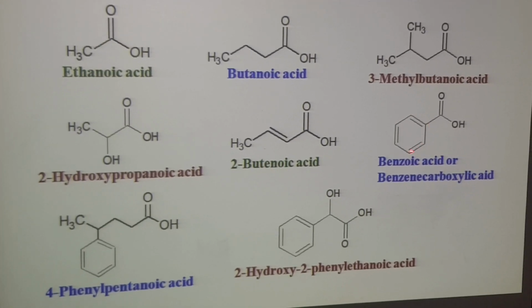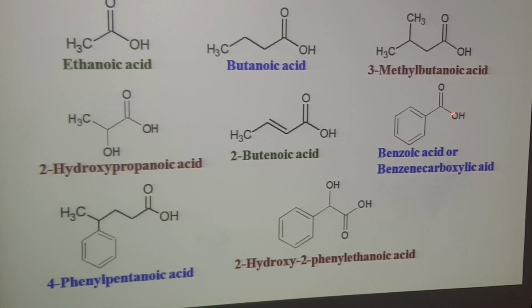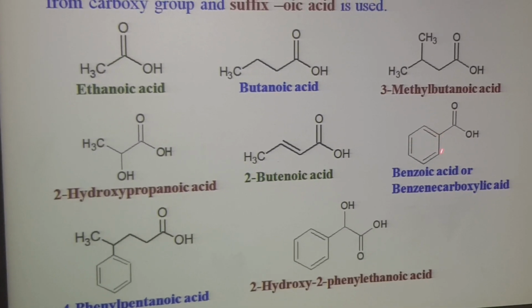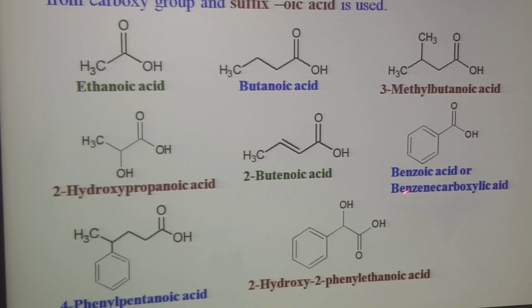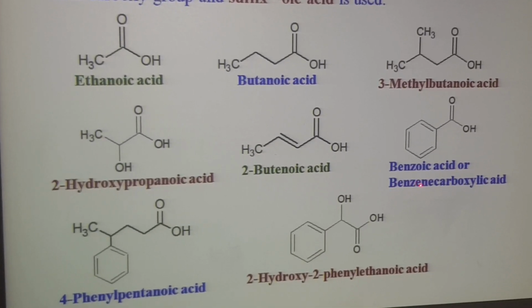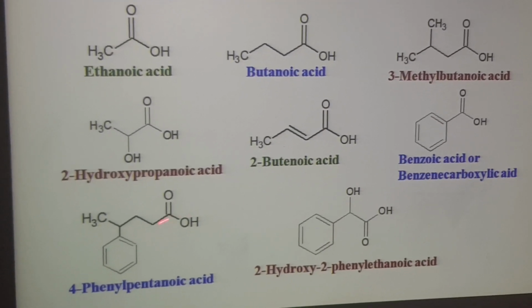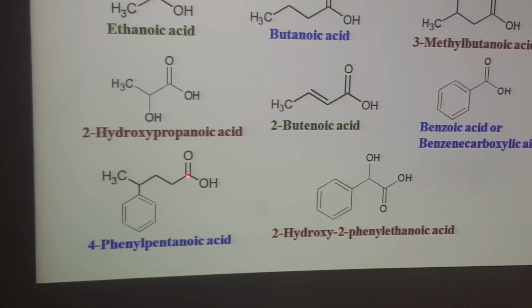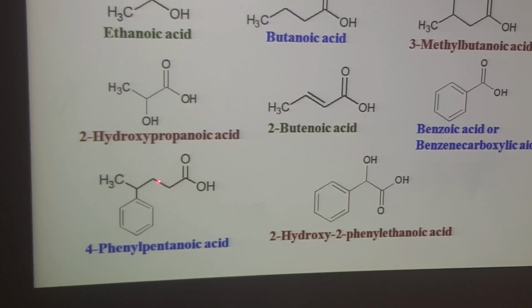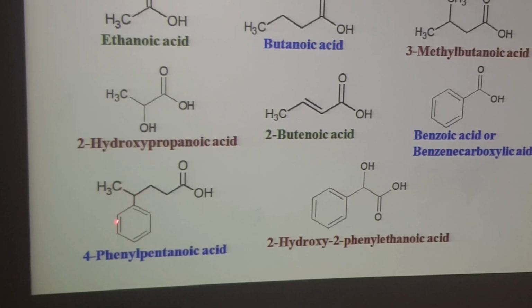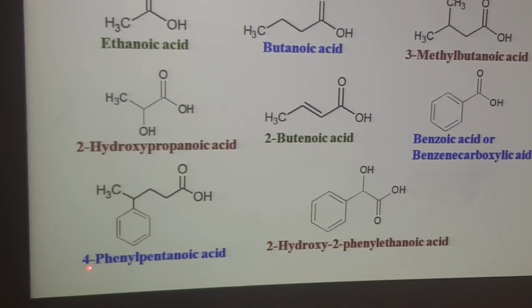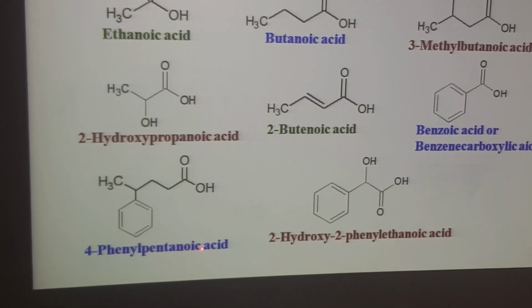So here we have benzene. The carboxylic acid group is attached to benzene. That's why it is referred to as benzoic acid. We can also name this compound as benzenecarboxylic acid. Here numbering starts from this carbon: 1, 2, 3, 4, 5. At position 4 we have a phenyl ring. Name of this compound is 4-phenylpentanoic acid.